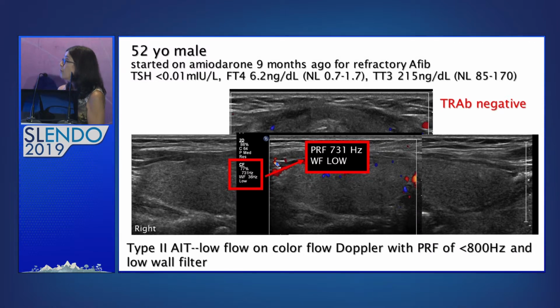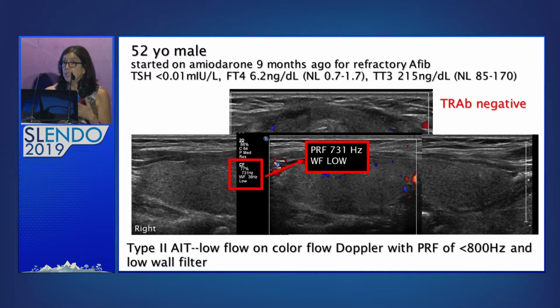So here's a 52-year-old man who was started on amiodarone 9 months ago for the usual refractory atrial fibrillation, and here are his thyroid function tests: an elevated free T4, an elevated but not quite as elevated total T3, because remember, there's still decreased conversion of T4 to T3, and this is his ultrasound. So you can see his thyroid here. It's minimally heterogeneous. There's no increased vascularity. Here's his right and his left lobe in sagittal views, and this is the vascularity.